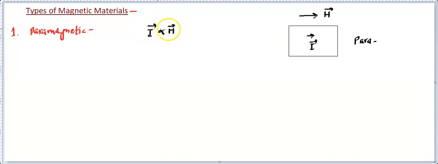But we need to remember that in paramagnetic material, magnetization is directly proportional to the field that we apply, and it is in the direction of the field as well. Then there is a second category of materials. The second category is called diamagnetic material.